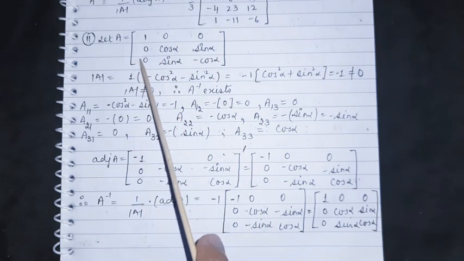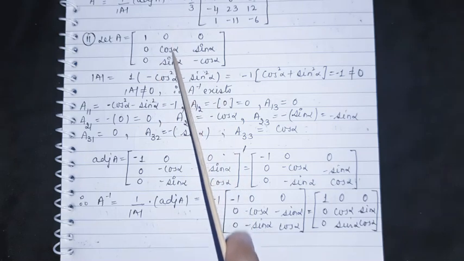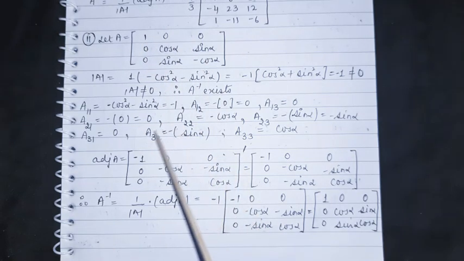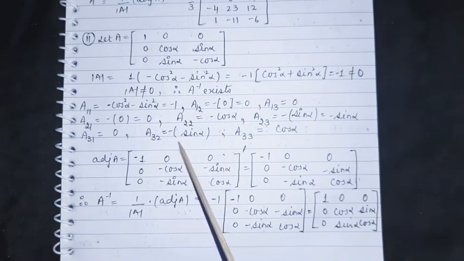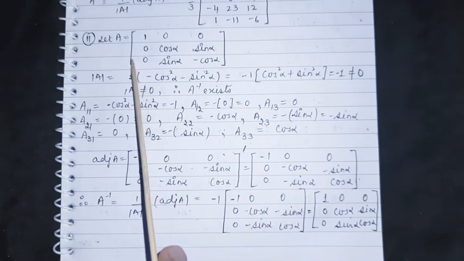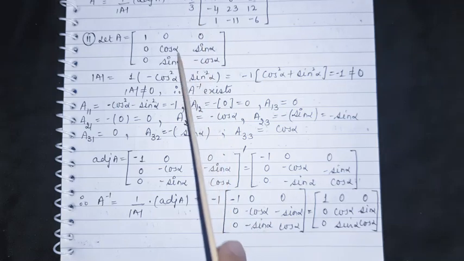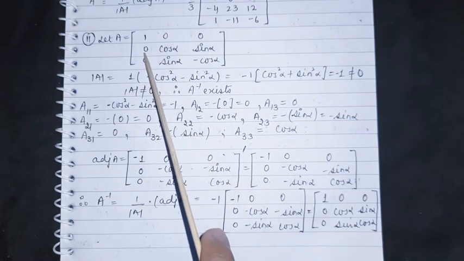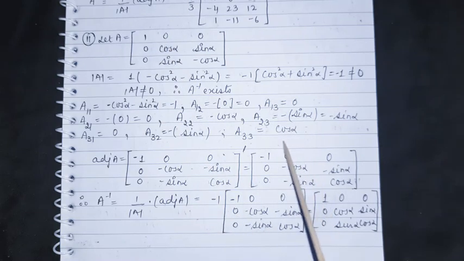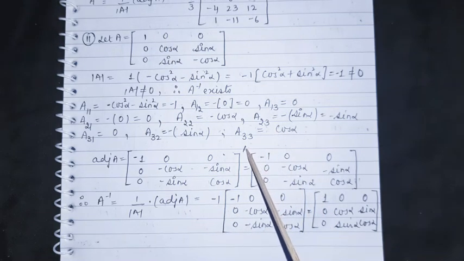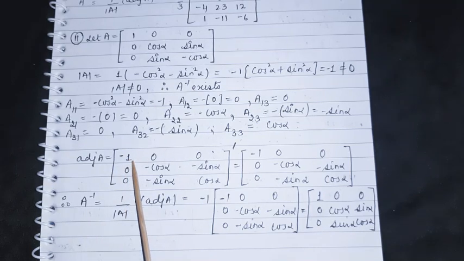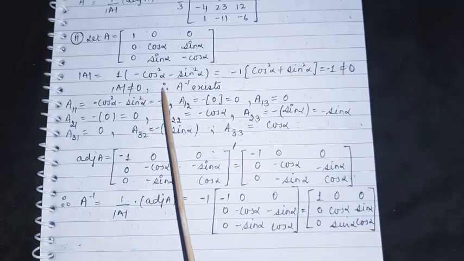Then A32, ignoring third row, second column, sin alpha into 1 is sin alpha, but because there is 3, 2 here, so minus of sin alpha. Then A33, ignoring third row, third column, cos alpha into 1 is cos alpha, and 0 into 0 is 0. So this is nothing but the cofactor of the element A33. Now we will replace all the elements with the respective cofactors. So they all are written.